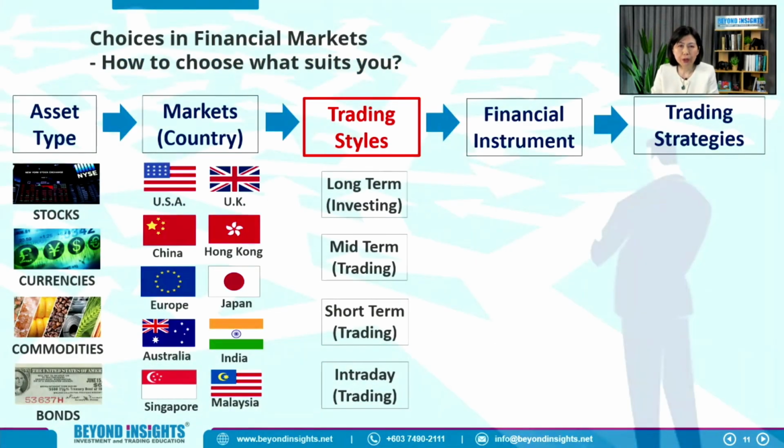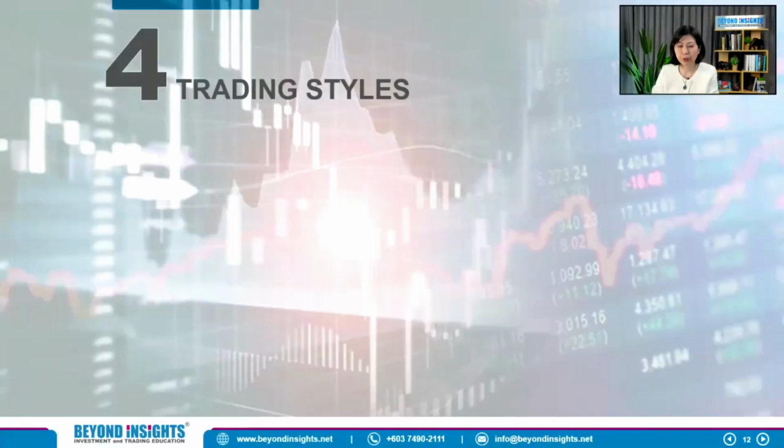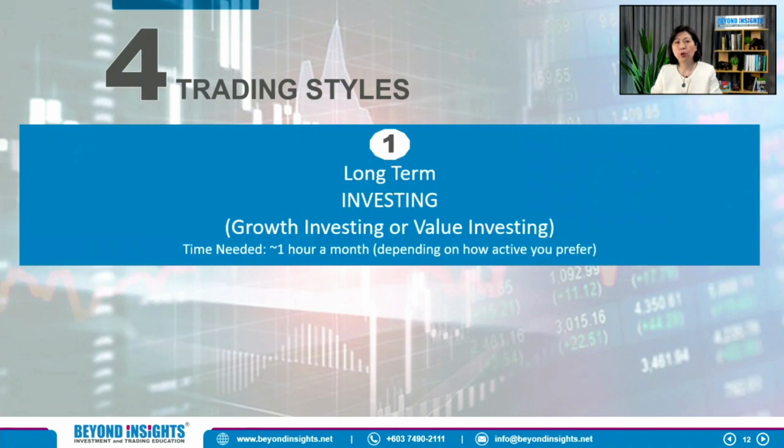So after you choose the respective country's financial market, you still need to decide how you want to trade or invest in it. There are 4 major ways to do so. The first one is long-term investing, which is buy and hold for the longer term, typically around a 3-year duration. It doesn't mean you must hold for 3 years. When there's a trend change, you can still get out, okay? But typically you must have that bigger longer-term horizon.